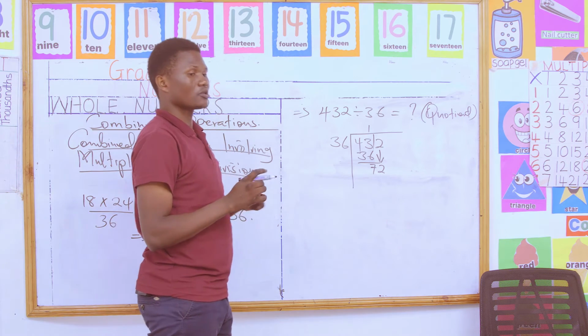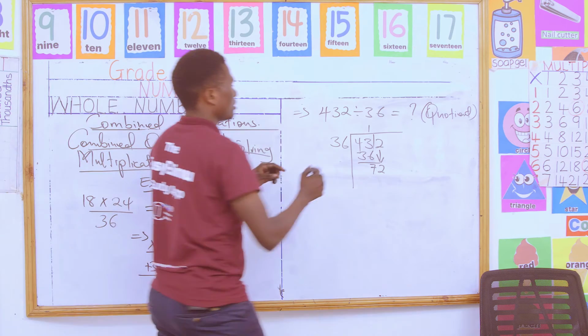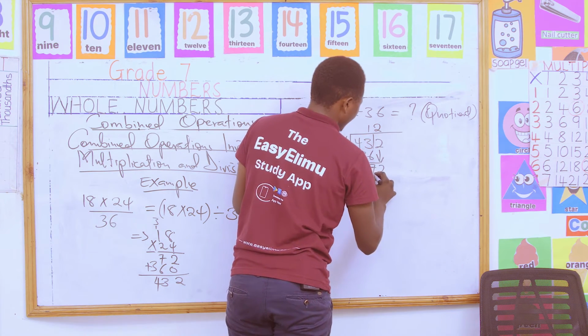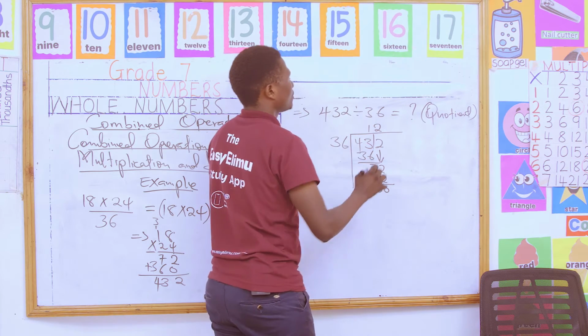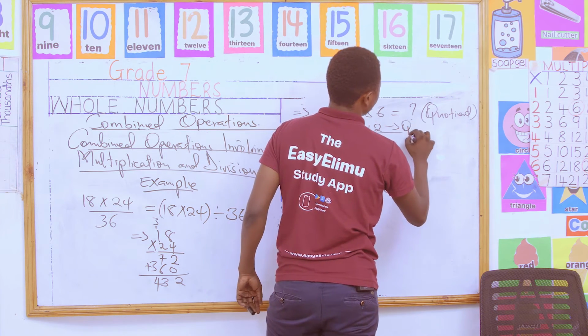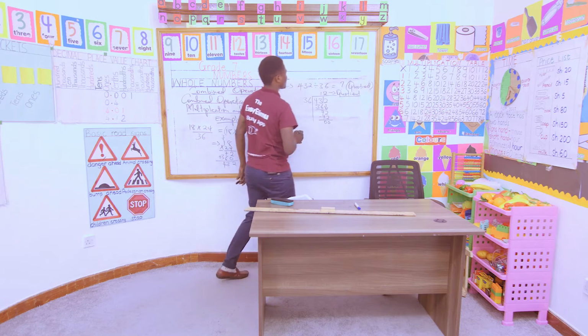36 divides 72 how many times? Yes, Eric? 2 times. Good. It goes there 2 times, giving us 72. Then the remainder there is 0. So this is our quotient and our answer too at the same time.